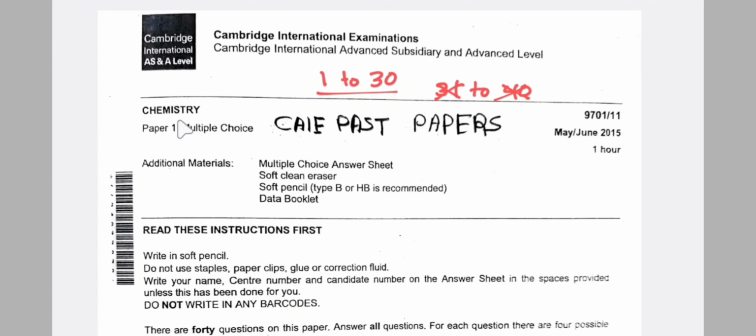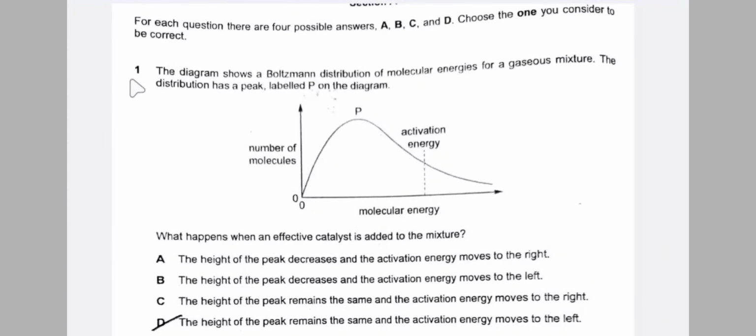So, we'll discuss chemistry paper 1, MCQ paper 2015 May June Variant is 11 and the subject code is 9701. In question number 1, the diagram shows a Boltzmann distribution of molecular energies of gaseous mixture. The distribution has a peak level P on the diagram. What happens when an effective catalyst is added to the reaction mixture?